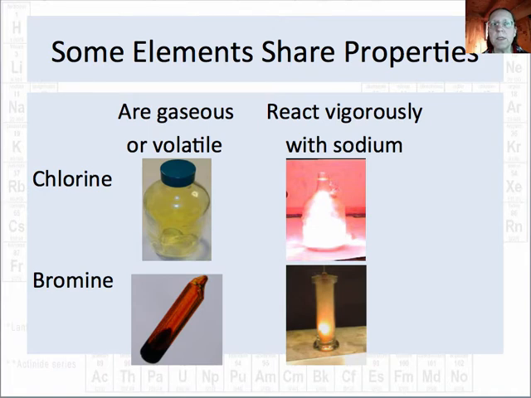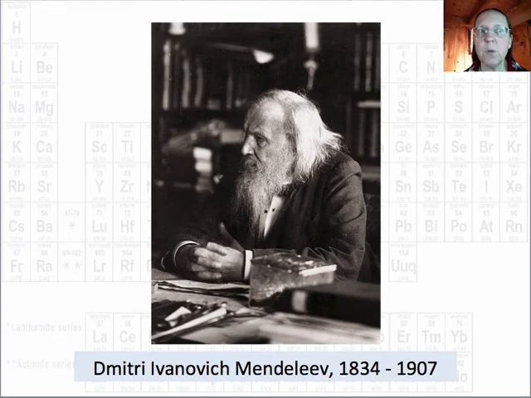As more elements were discovered and characterized, scientists began finding patterns or trends in the elements as mass increased. But it wasn't until Dmitri Mendeleev proposed his table of elements in 1869 that a consistent pattern emerged. Our modern periodic table came out of Mendeleev's original table.